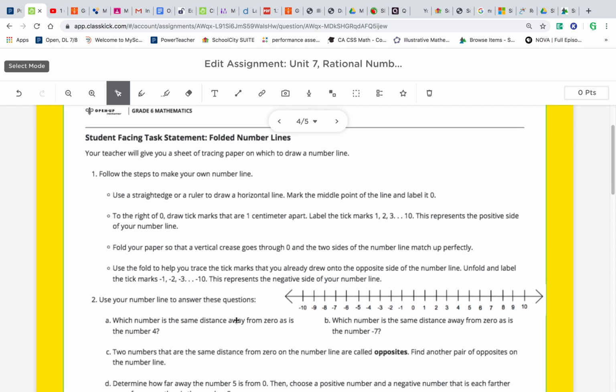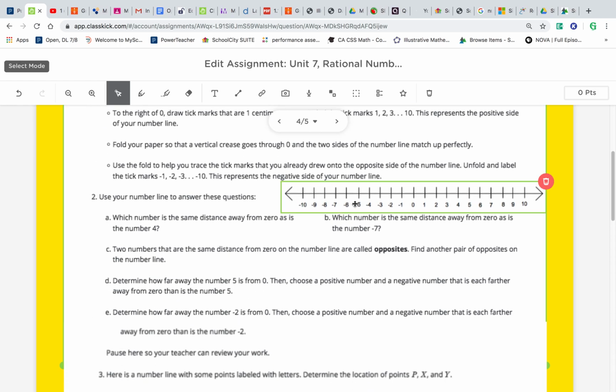Now, to answer the questions, what I've done is I've added in a number line, and this is what your number line should look like on your sheet of paper. So let's get into the questions. For letter A, which number is the same distance away from 0 as is the number 4? Well, let's see where the number 4 is. Number 4 is right here.